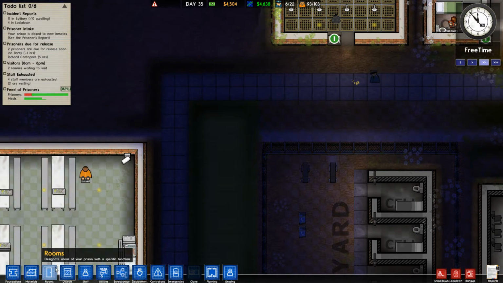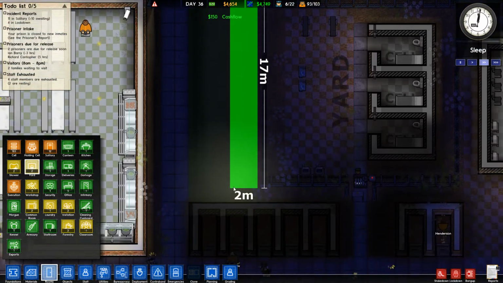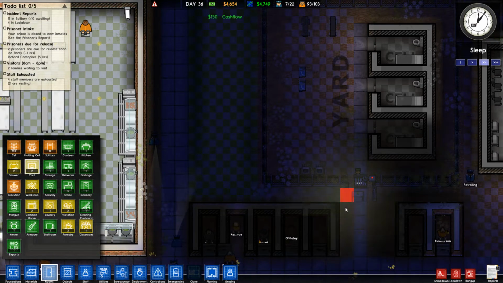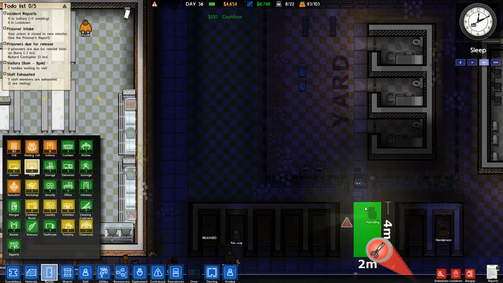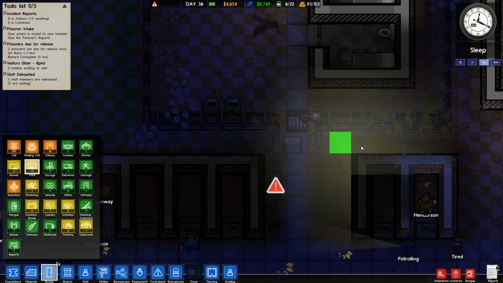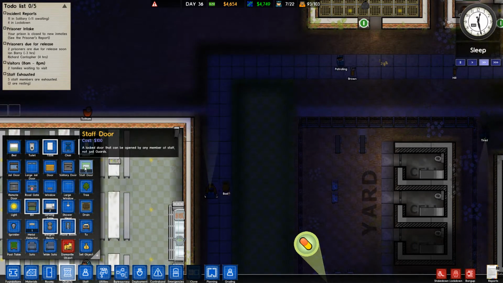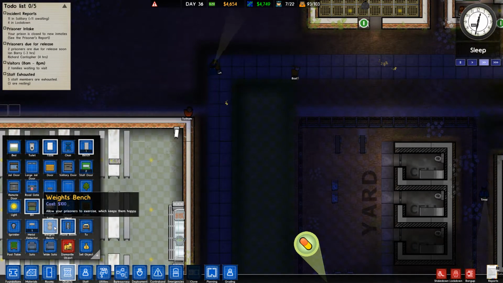Okay, I believe this qualifies as a yard, right? No, it doesn't. Well, it should. And now we can put a couple more of those exercising machines down there. Weight benches. Here we go.